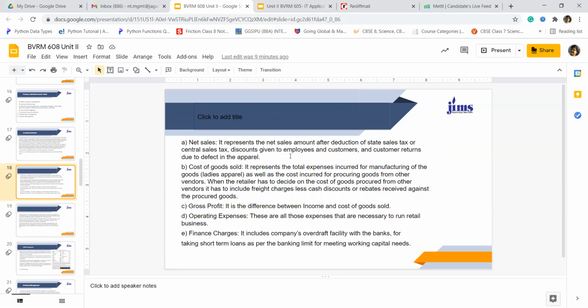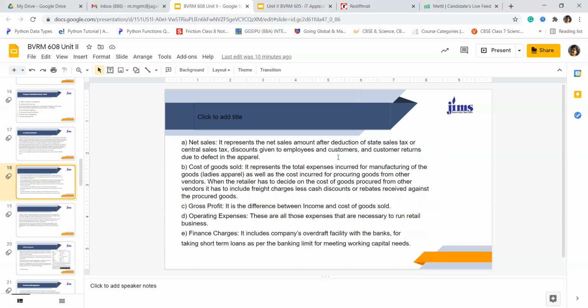Net sales. It represents the net sales amount after deduction of sales tax or central sales tax, discounts given. Here we are categorizing two types of sales tax: one is state sales tax, which is known as SGST in GST terms, and CGST in central GST terms. Also deducted are discounts given to the employees and customer returns due to defects in apparel.